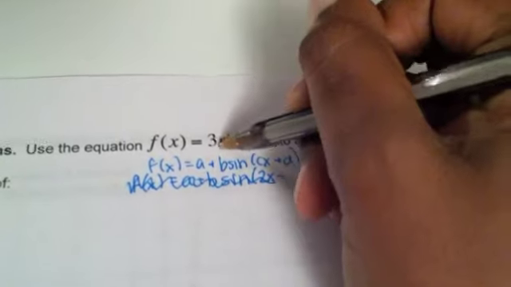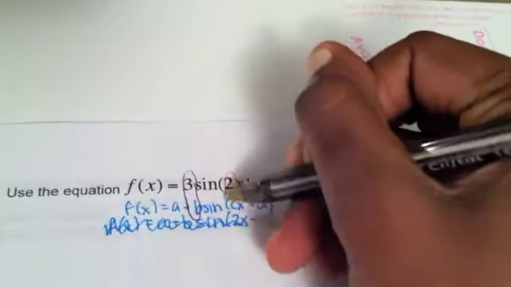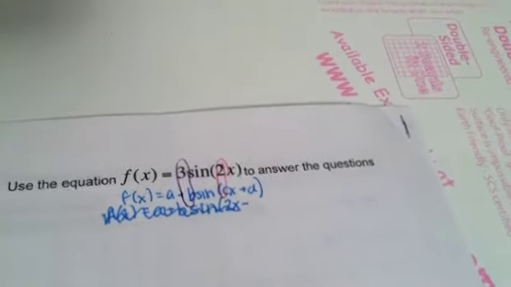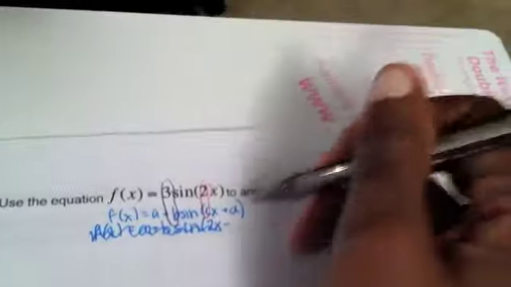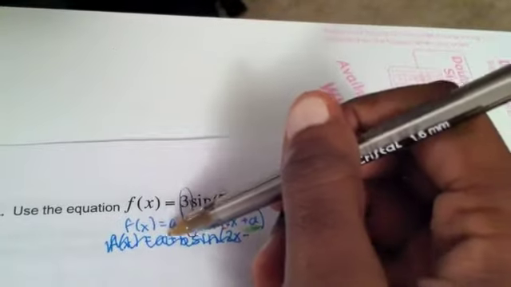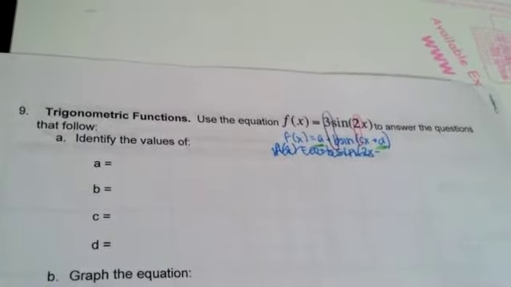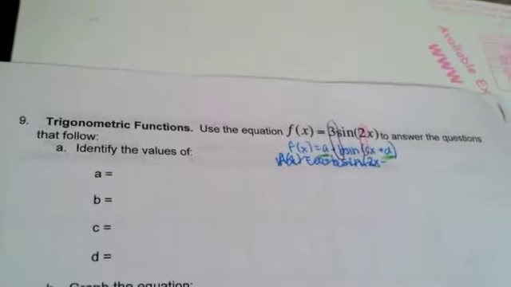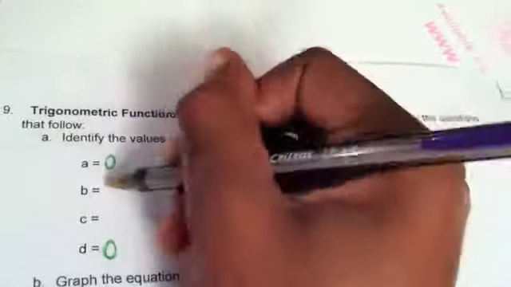From the equation, we can see that b equals 3, c equals 2, d equals 0, and a also equals 0. In the blanks provided, I can write the values of each variable.